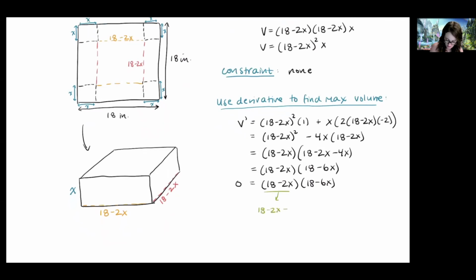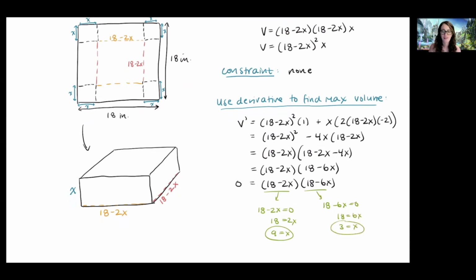Okay, let's see what that gives us. Let's add the 2x over to the other side. We'll divide by 2, and that gives us x equals 9. And we'll do the 18 minus 6x equal to 0. I'll add the 6x over to the other side and divide by 6. And that gives us x equals 3.